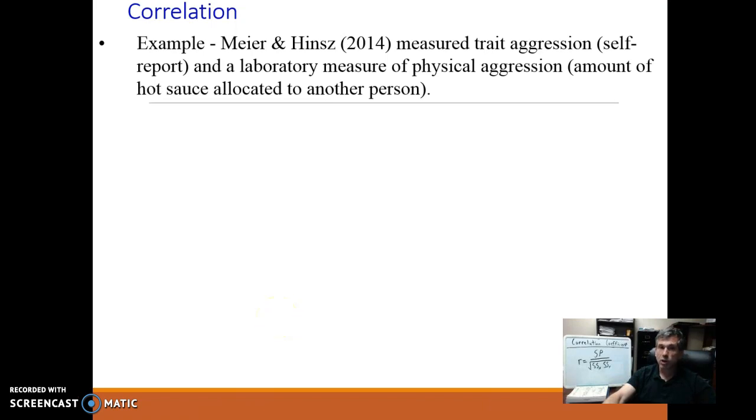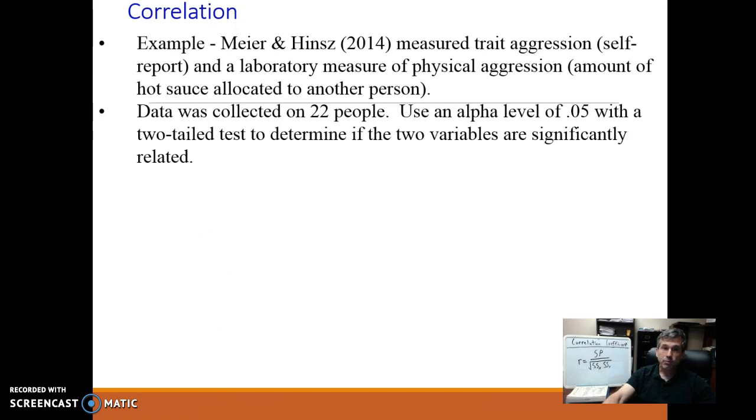If they are positively correlated, we are going to conclude that this lab measure is a pretty good way of representing aggression. So here's what they did. They collected data on 22 people. They used an alpha level of 0.05 and a two-tailed test, pretty common, to see if those variables are significantly correlated or not. And again, if they are, that suggests that these two measures are tapping into the same construct of aggression. If they're not, it suggests that they are measuring different things, which would be bad.